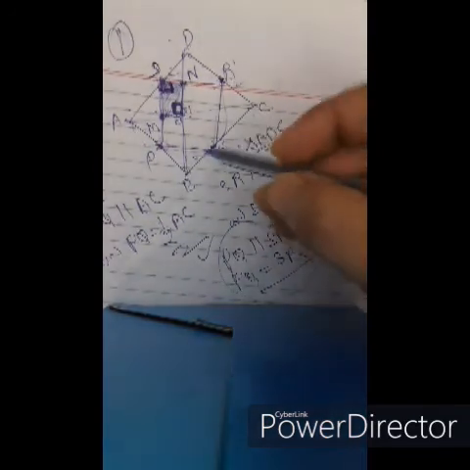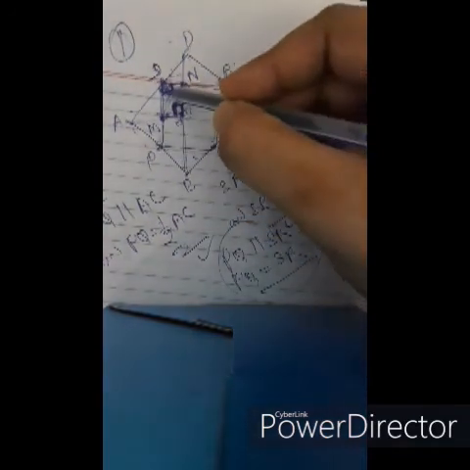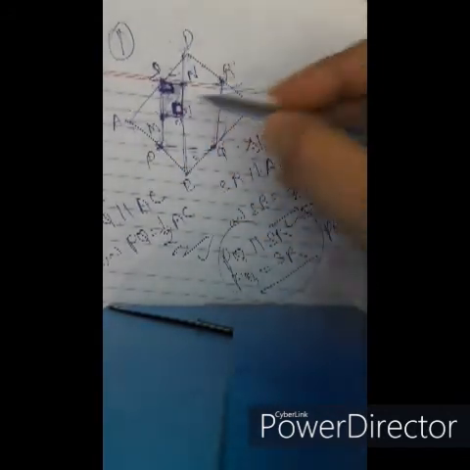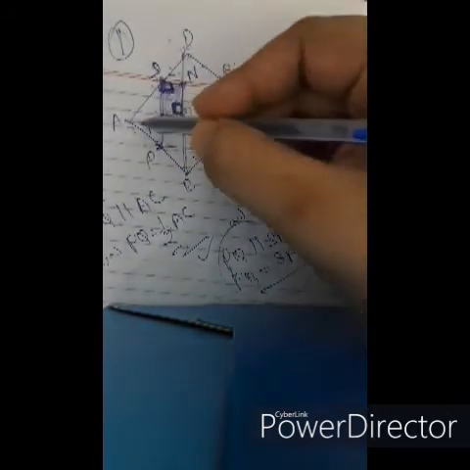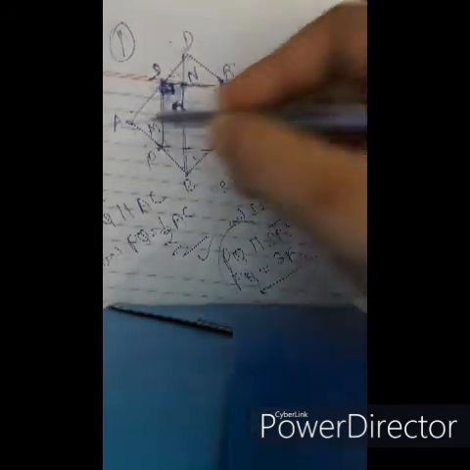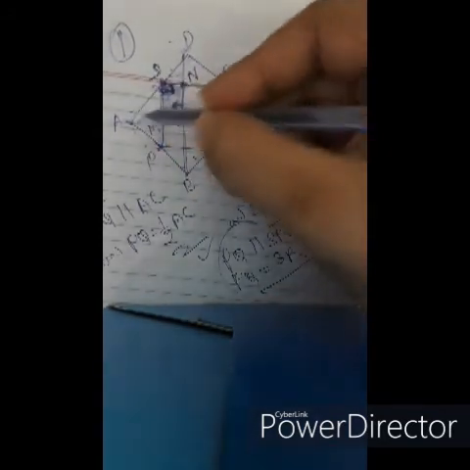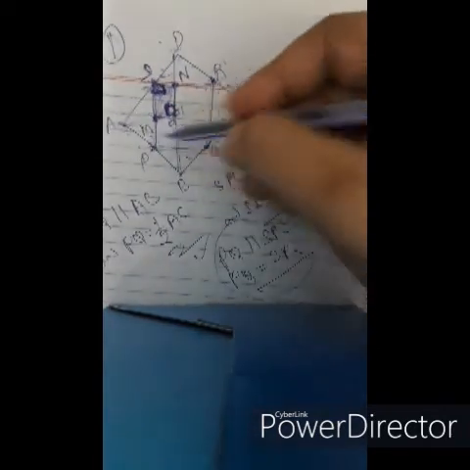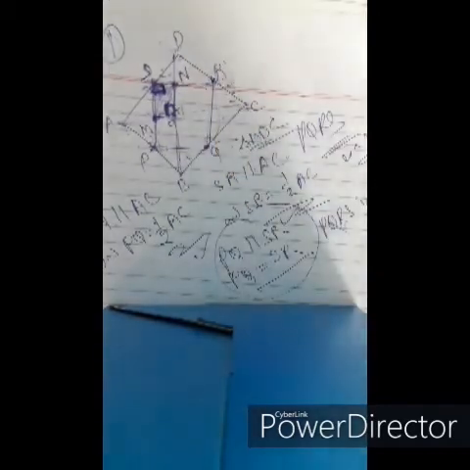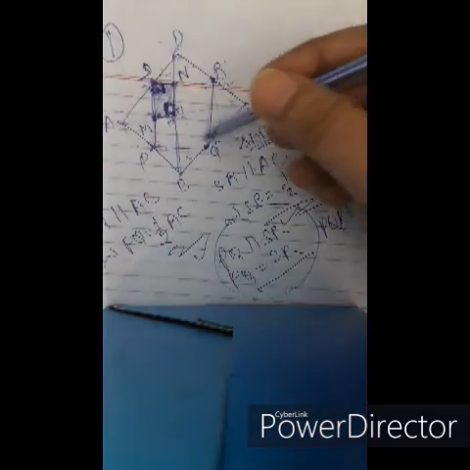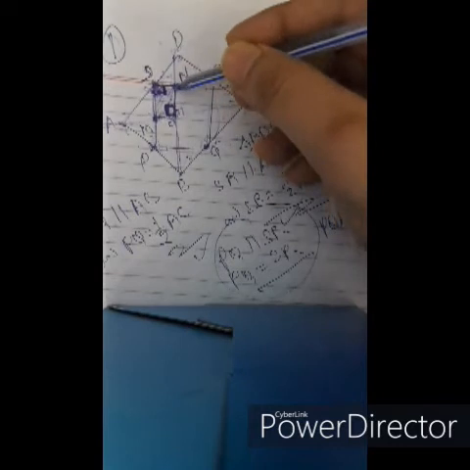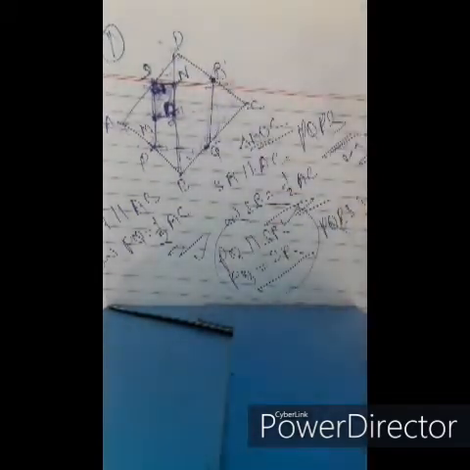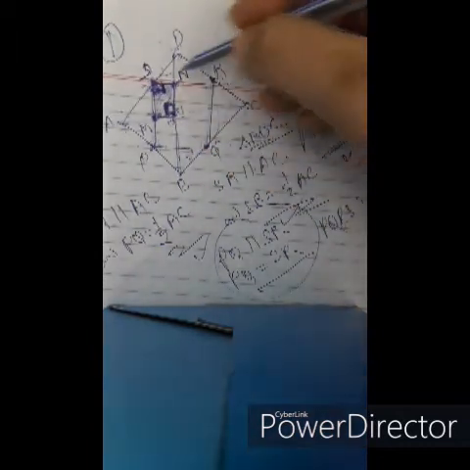Now in triangle ADC, S is the midpoint of AD and R is the midpoint of DC. So by the midpoint theorem, SR is parallel to AC and SR equals half of AC. Similarly, in triangle ABC, PQ is parallel to AC and PQ equals half of AC. So from equations 1 and 2, SR is parallel to PQ and SR equals PQ. That makes PQRS a parallelogram.